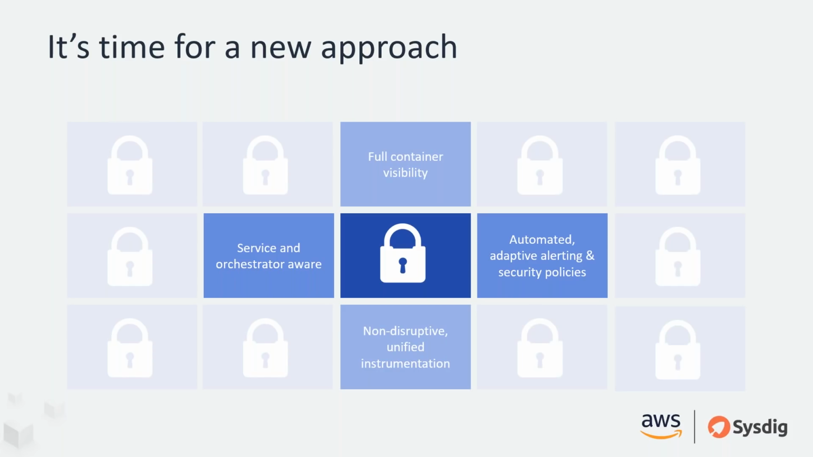So the approach that we like to take, and we've seen a lot of other companies take, is a container native and cloud native approach. So really trying to get full visibility into what's running inside your containers without going and instrumenting any of those containers individually by themselves. You also need automated, adaptive alerting and security policies. So when you spin out that ECS cluster to 2 new regions, your alerting will automatically adapt to that, and also you'll have security and policy enforcement that's going to scale as your applications scale.